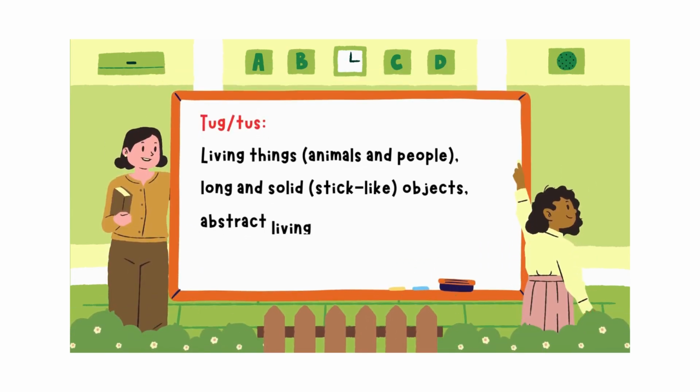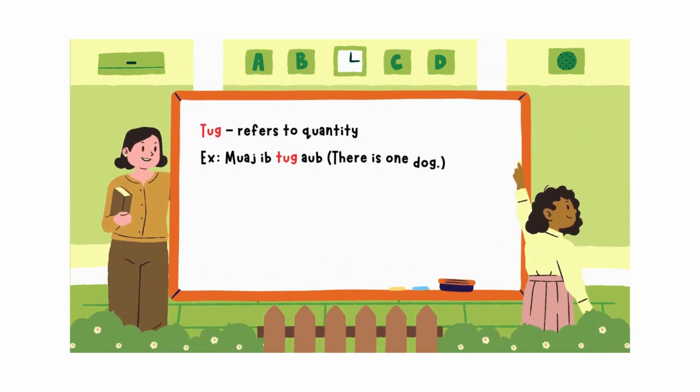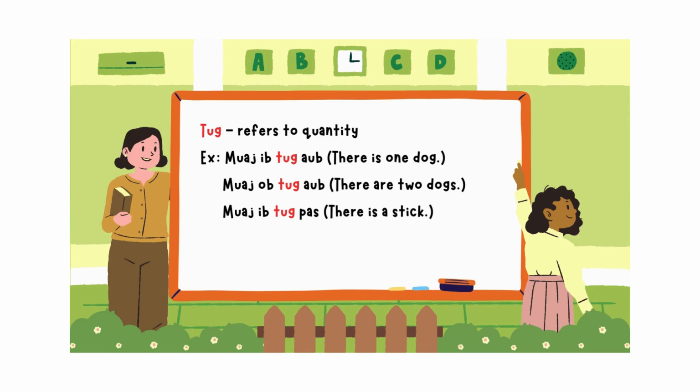Tu and Tu can somewhat be used interchangeably depending on the context and what you are referring to. Tu or Tu describes living things like animals and people, long and solid stick-like objects, and abstract living things. So let's look at Tu. Tu often refers to quantity. So for example, if you are purely stating what you are observing in that moment, like there is one dog, you would say mua I tu ao, or mua o tu ao, there are two dogs, or mua I tu ba, there is a stick.